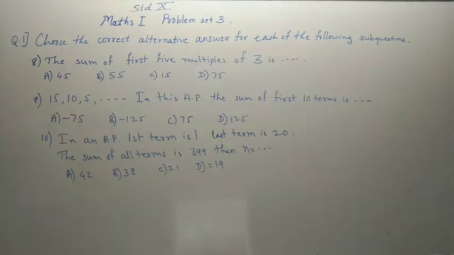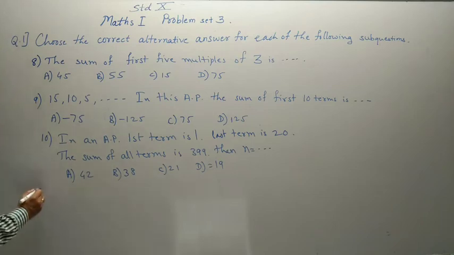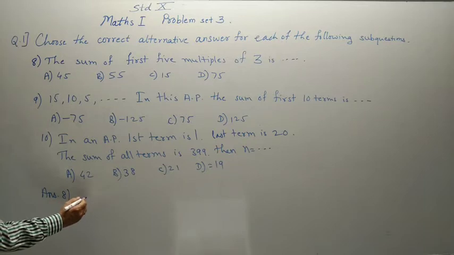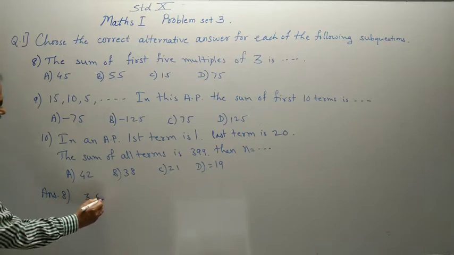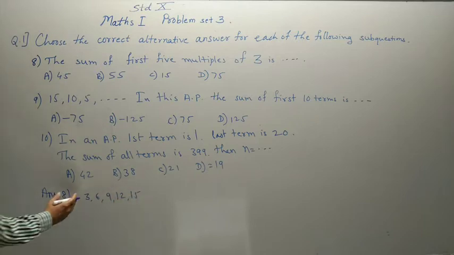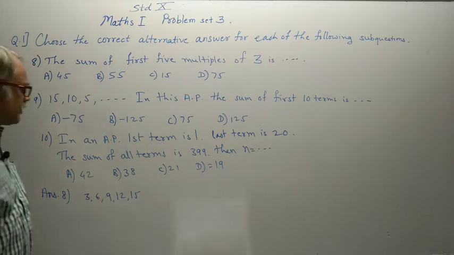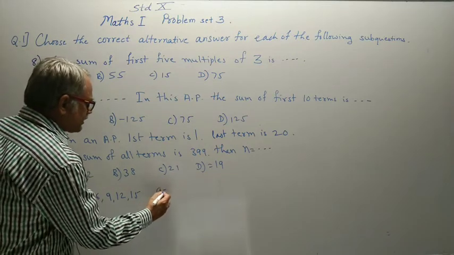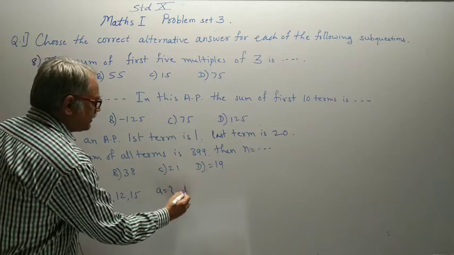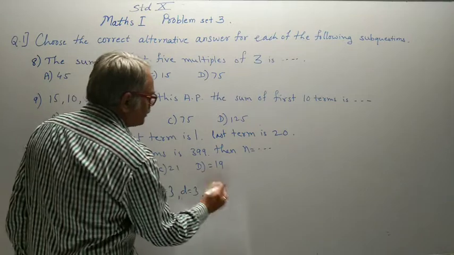The sum of first 5 multiples of 3 is asked. First 5 multiples of 3. I am writing here rough work for answer 8. First 5 multiples of 3 are 3, 6, 9, 12, 15. You have to make the total of these. But instead of doing 3 plus 6, 9, etc., we can use the formula also. A is 3, D is 6 minus 3 is 3, and n is 5. We have to find the sum of 5 terms.